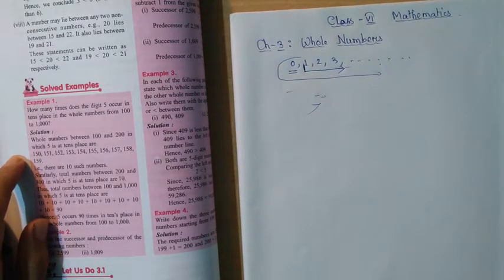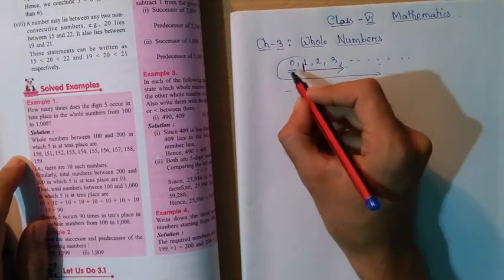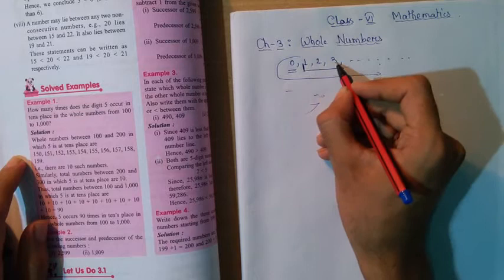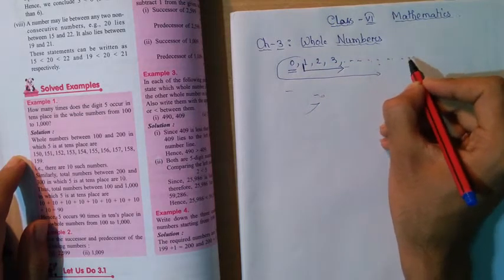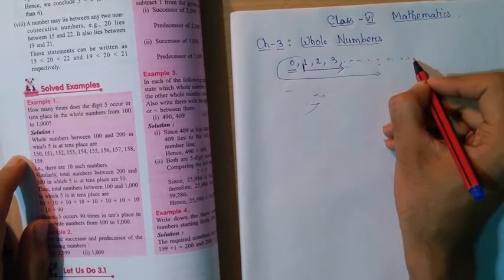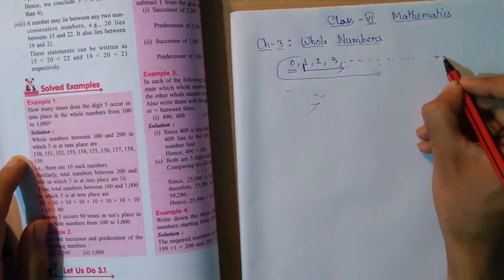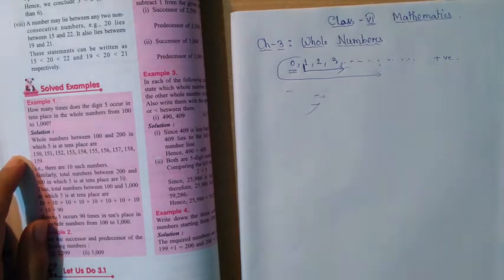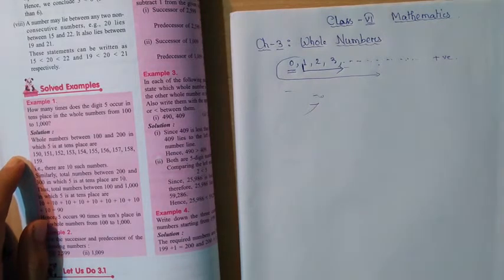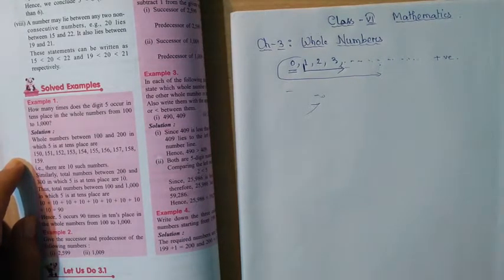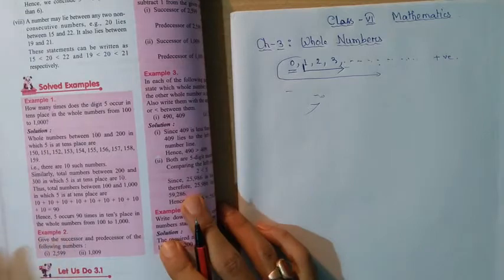So when someone asks, give me an example of a whole number, you can say 0, or you can say 1, 2, 3, 4, 5, 6, 10,000, 19,000, 20,400, any number, but it should be a positive number. There should not be any negative sign in front of the number. So we will directly start the exercise. We will start exercise 3.1.